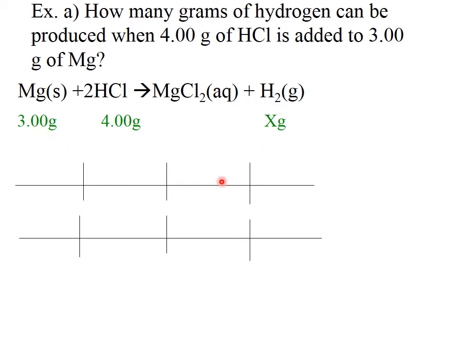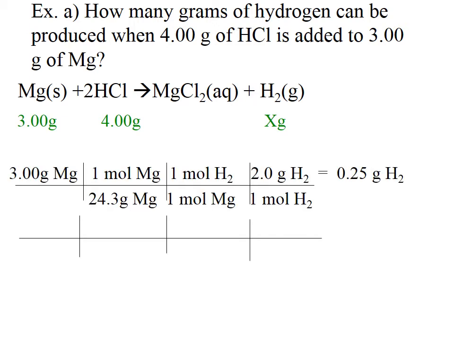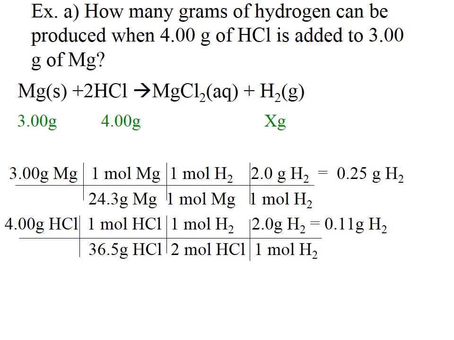So we need to go from grams of magnesium to grams of hydrogen, and from grams of hydrochloric acid to grams of hydrogen. So we start with our grams of magnesium, go to moles of magnesium, divide by the formula mass. Use our mole ratio of hydrogen to magnesium from the balanced equation, 1 mole of hydrogen to 1 mole of magnesium. Then we multiply our moles by the formula mass to get the grams of the substance. That gives us 0.25.